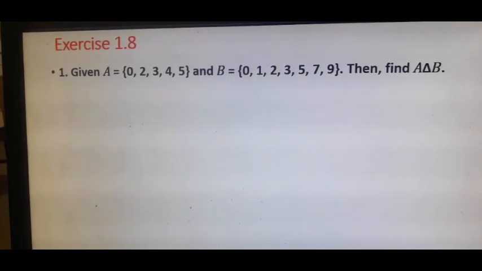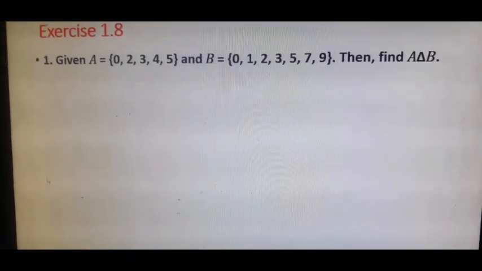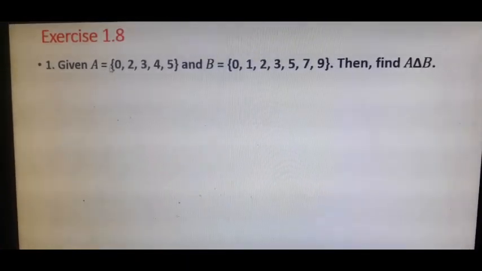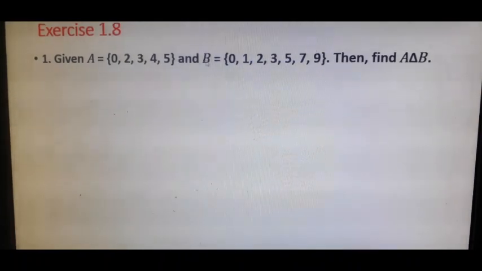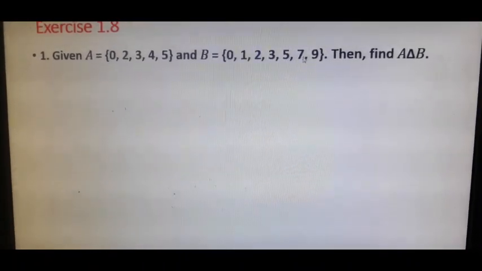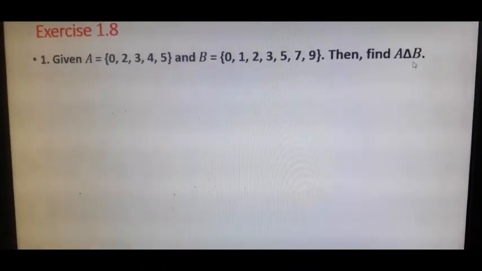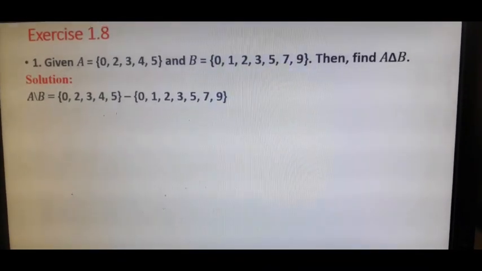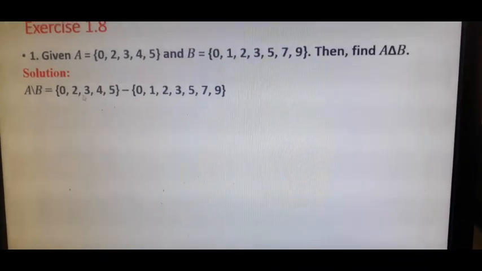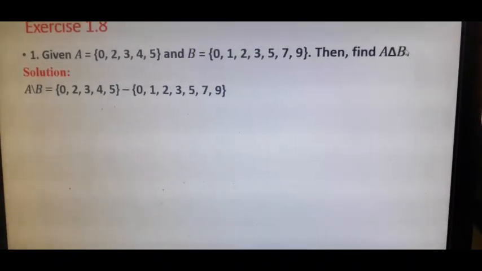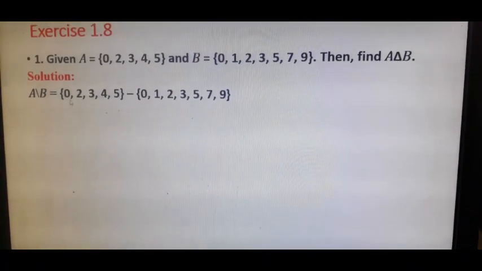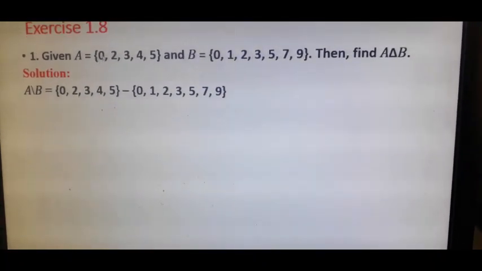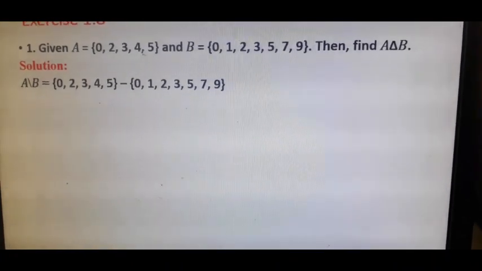Okay. Now let's come to exercise 1-8. Given set A is 0, 2, 3, 4, 5 and B is 0, 1, 2, 3, 5, 7, 9. Then find A delta B. Okay, solution. First let us find A without B, to find A delta B. A without B is A, which contains 0, 2, 3, 4, 5.